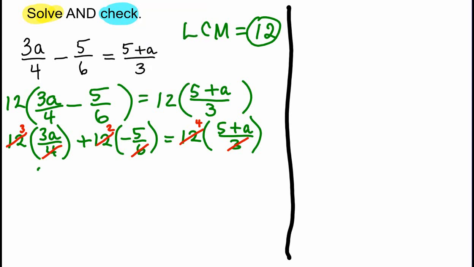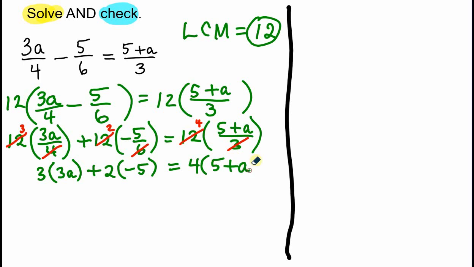So here's what the next line looks like. 3 times 3a plus 2 times negative 5 equals 4 times 5 plus a. Now what you notice, of course, is that the fractions are all gone. And this was exactly what we were trying to accomplish in the first part of the equation solving process: we were trying to get rid of the fractions, and we did it.